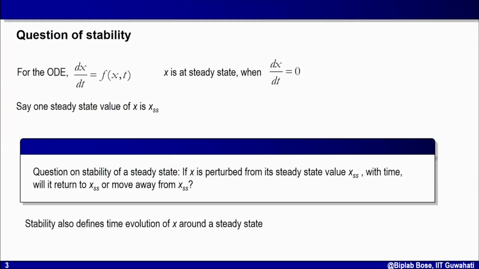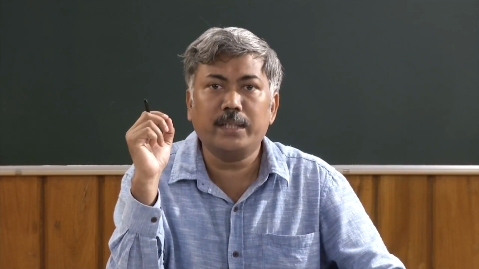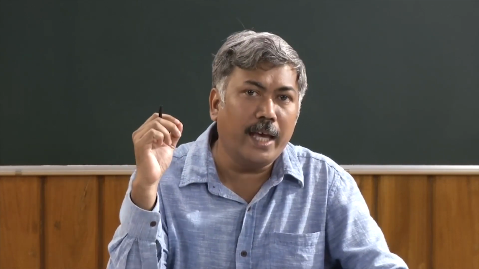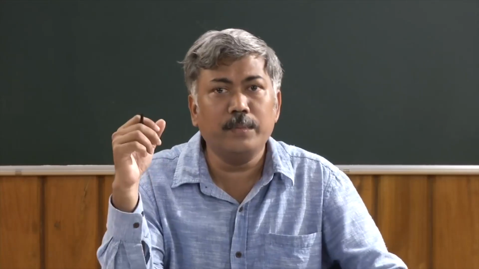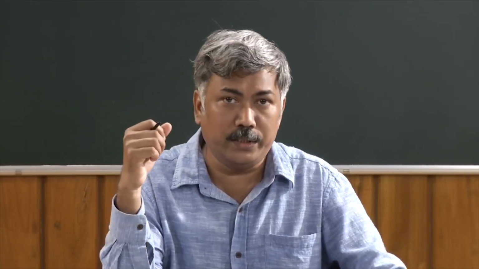Suppose I have an ODE as given here, dx/dt equals a function of x and t. As I discussed just now, at steady state dx/dt will be 0. So let us call the value of x for which dx/dt is equal to 0 in this ODE as xss, the steady state value of x. Now suppose the system is at xss. That means right now the value of x is at xss, so the system is in steady state and dx/dt is 0.